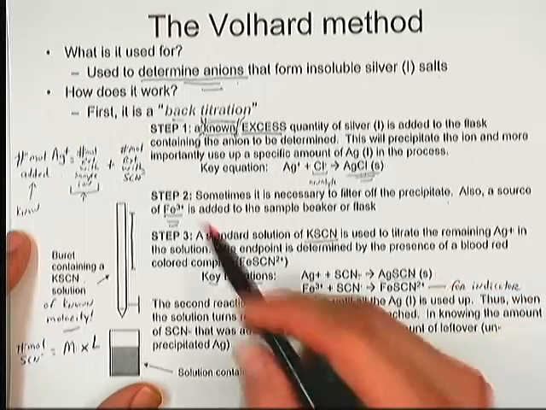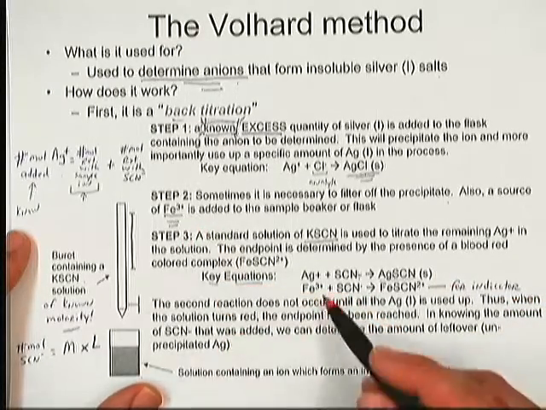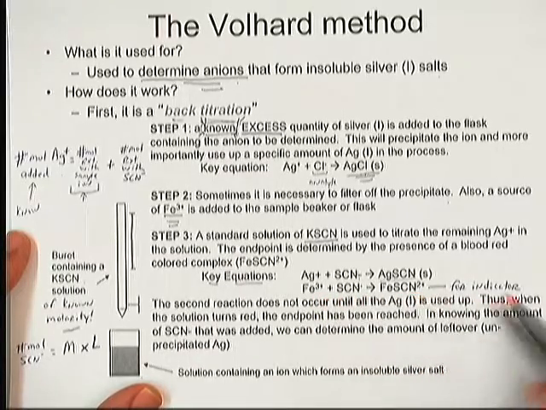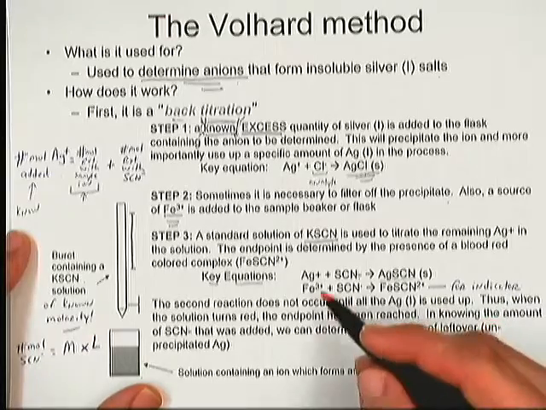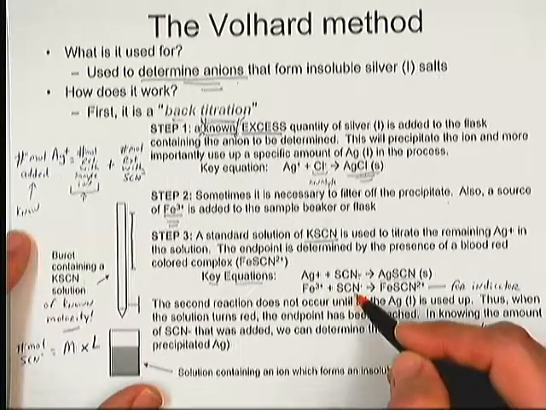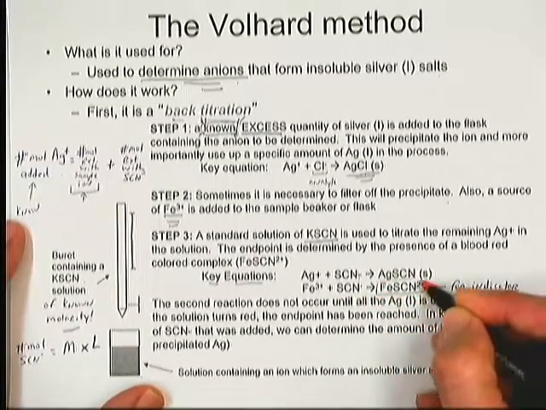Now remember in step 2 we added the iron 3? There's a really good reason for that. The reason is shown in this equation. The only purpose of this last reaction is that it serves as our indicator. It turns out the iron 3 plus will also react with the thiocyanate ion to form this complex ion in solution.